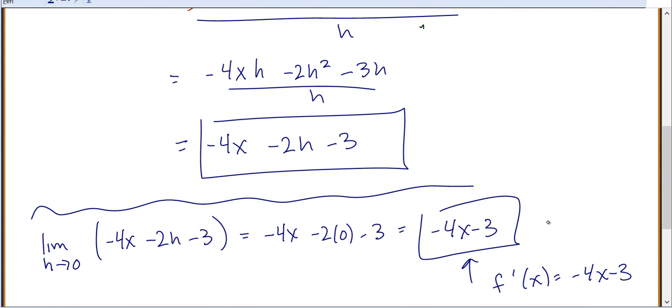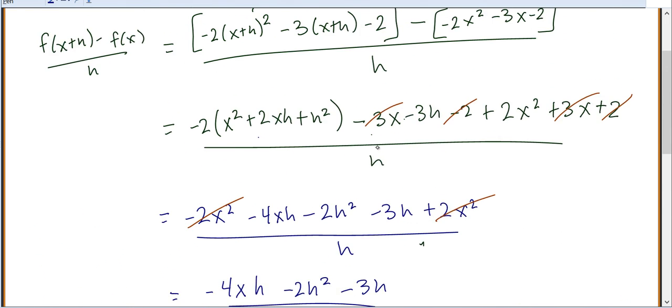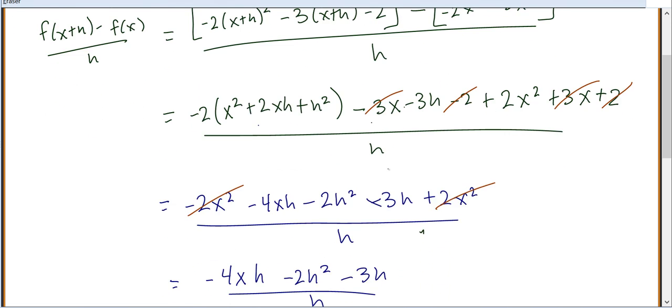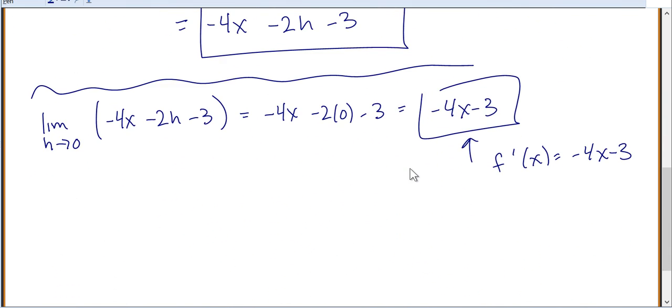And that's why we do all of that difference quotient. Notice, could you have plugged in h equals 0 way up here? No, because I would have ended up dividing by 0. That's why you have to simplify so much. And the fact that you have to simplify so much is why we came up with easier ways to find derivatives, which again you'll learn about throughout this chapter.